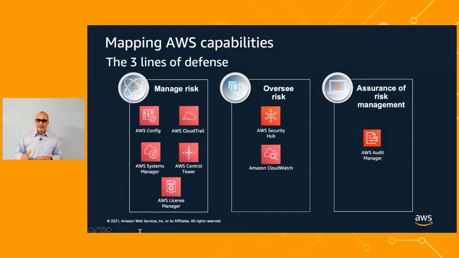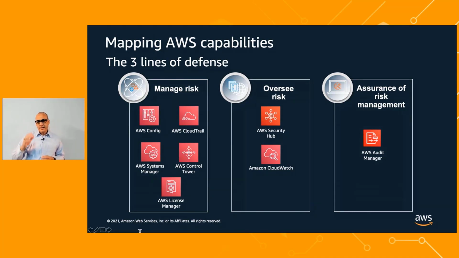The second line of defense is where services like Security Hub and even in some cases CloudWatch come in, because they allow you to oversee risk across your entire infrastructure, no matter how many AWS accounts you have, no matter how many regions you're operating on. Services like Security Hub can give you a very quick single place where you can get a complete picture of your security posture across all these resources. So that is the second line of defense, and that's where those services fit in.